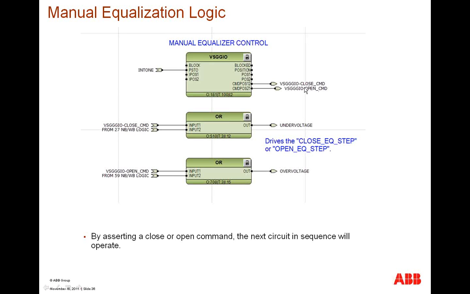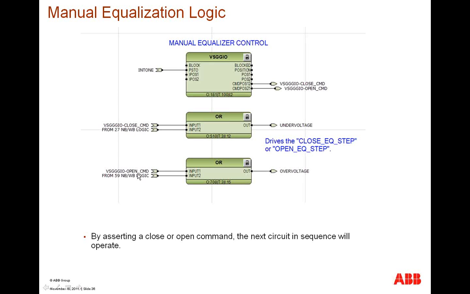I would then drive the wire tags from its function block to 2 OR gates. These OR gates are driven by, as shown, the manual equalizing control function block, or from logic developed from the 27 narrowband or wideband logic. This would define an undervoltage condition, thus starting the equalization step to close a circuit switcher.